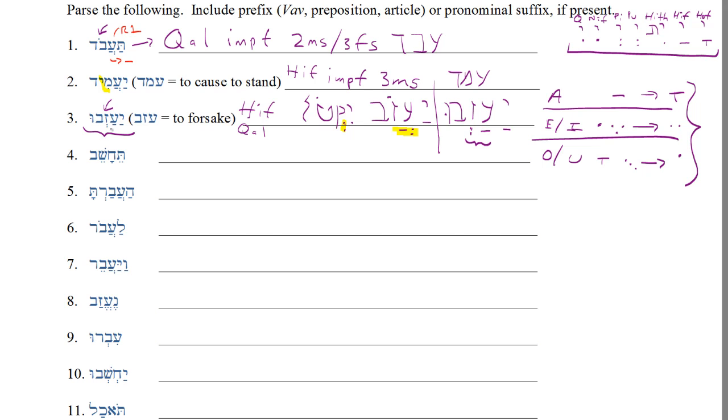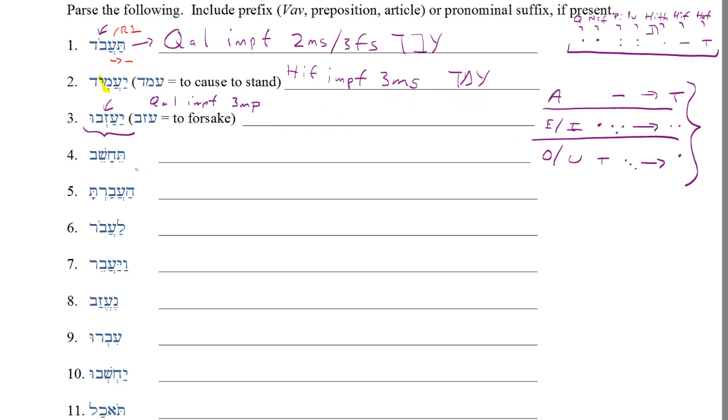The hifil will never reduce a theme vowel. It will almost always be a tseri or a hirik yod in the imperfects and the imperfect derivatives. And so this is how we tell that this is a kal imperfect third masculine plural, and our root is azav, to forsake, and so ya'azavu, they will forsake. That's how we would translate that. Let's move on to number 4.